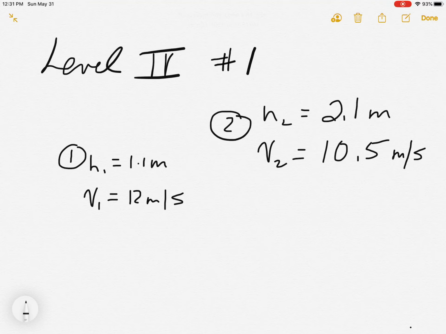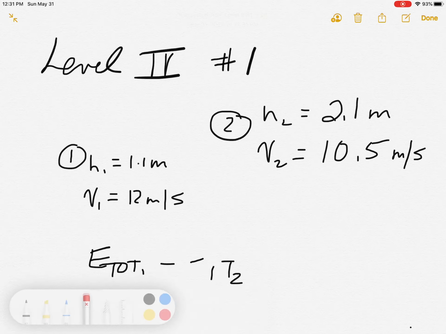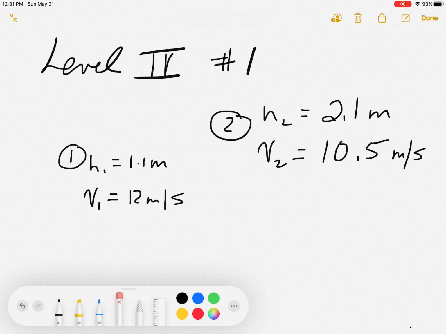Now you might be tempted to think, oh, I'm going to do the total energy at position 1 equals the total energy at position 2, and I'm going to figure something out, right? But the problem with this is you've already got all the answers. You know both heights and both speeds. So this equation really isn't going to help you get anywhere because you already know everything. Instead, what you need to realize is you already have the total energy at position 1 and the total energy at position 2. You can figure them out.